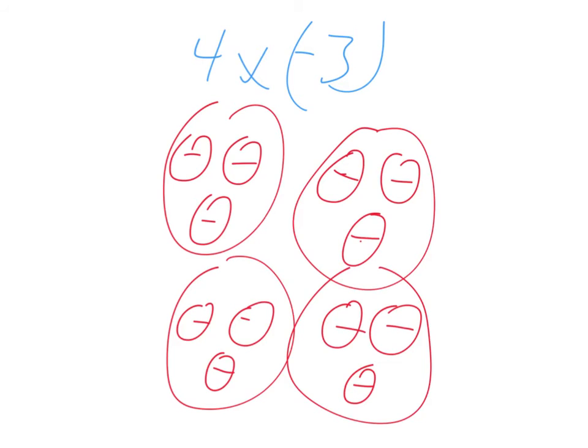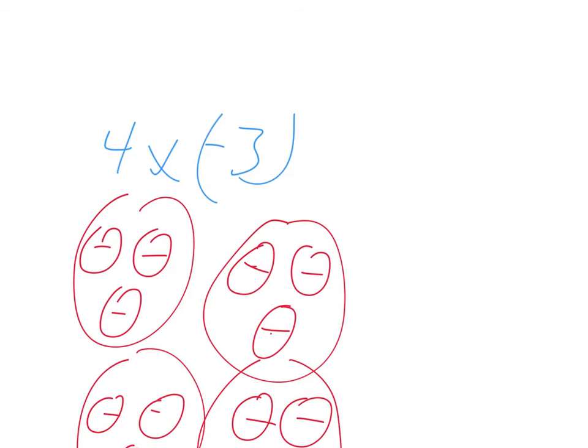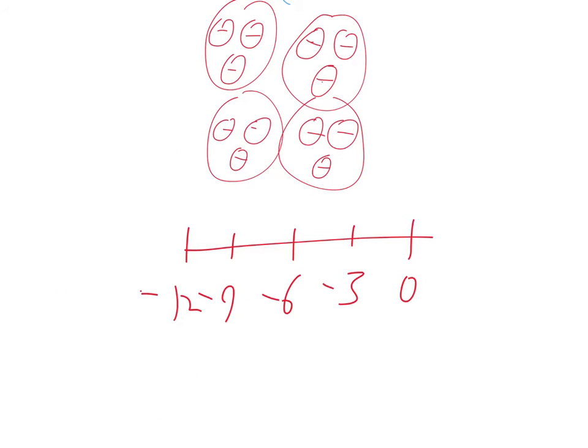Here's another example, 4 times -3. In this case, you can see that we have 1, 2, 3, 4 groups, each with -3 in them: 3, 6, 9, 12. That's a total of 12 negatives, so your answer would be -12. 4 times -3 equals -12. This would also work on a number line if I repeatedly went -3, and then -3 a second time, -3 a third time, and -3 a fourth time.